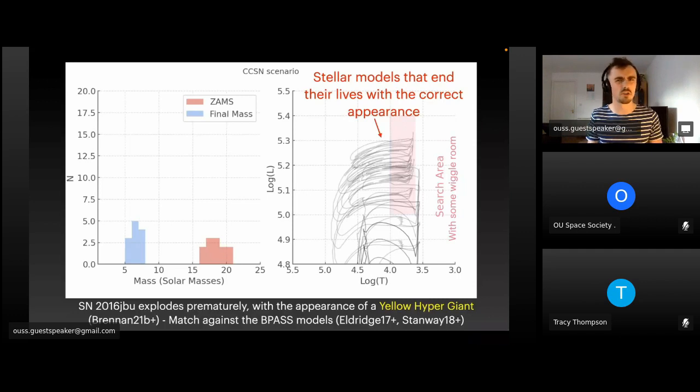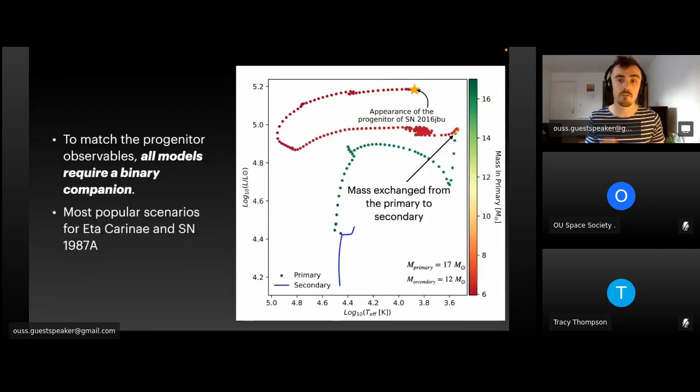So that's not looking good. Maybe we've just found the outliers. When we look into these models a little bit more in detail, we find that all of these stars require a binary companion. So rather than a single star evolving on its own, we need another star to interact with it in some way. And as I spoke about in the beginning of this talk, these are the scenarios that we invoke for both 1987A, the supernova, and Eta Carinae, the supernova impostor. So binaries likely play a massive role in how stars live and die.